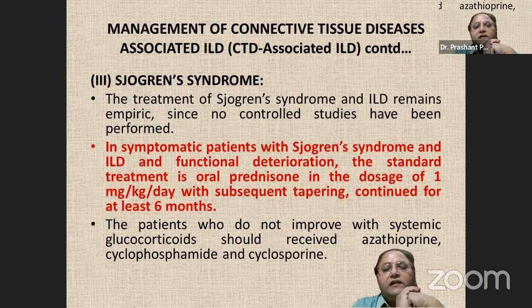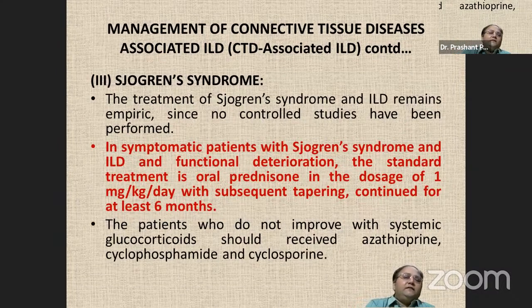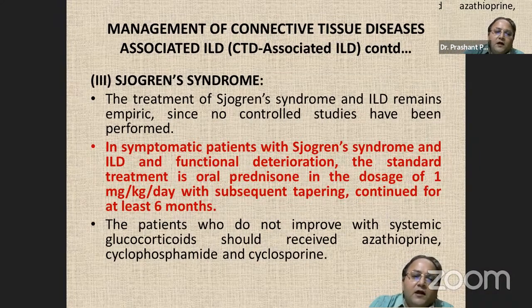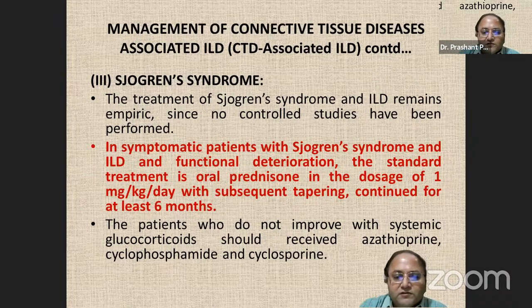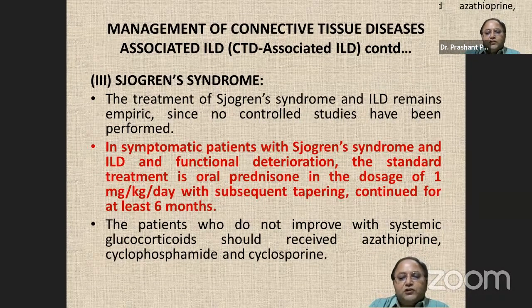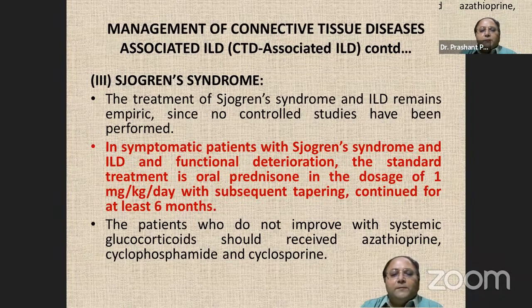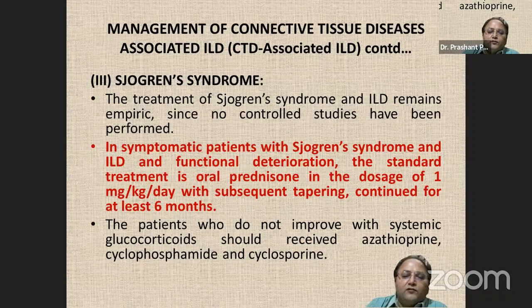Sjogren syndrome. The treatment of Sjogren syndrome and ILD remains empiric since no controlled studies have been performed. In symptomatic patients with Sjogren syndrome and ILD and functional deterioration, the standard treatment is oral prednisolone in a dosage of 1 milligram per kg per day with subsequent tapering, continued for at least 6 months. But the patients who do not improve with systemic glucocorticoids should receive azathioprine, cyclophosphamide, and cyclosporine.